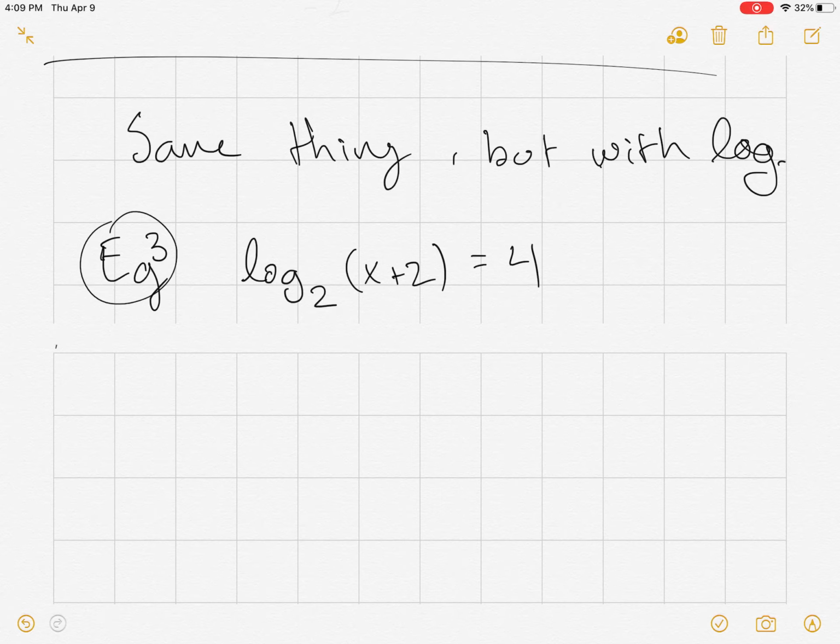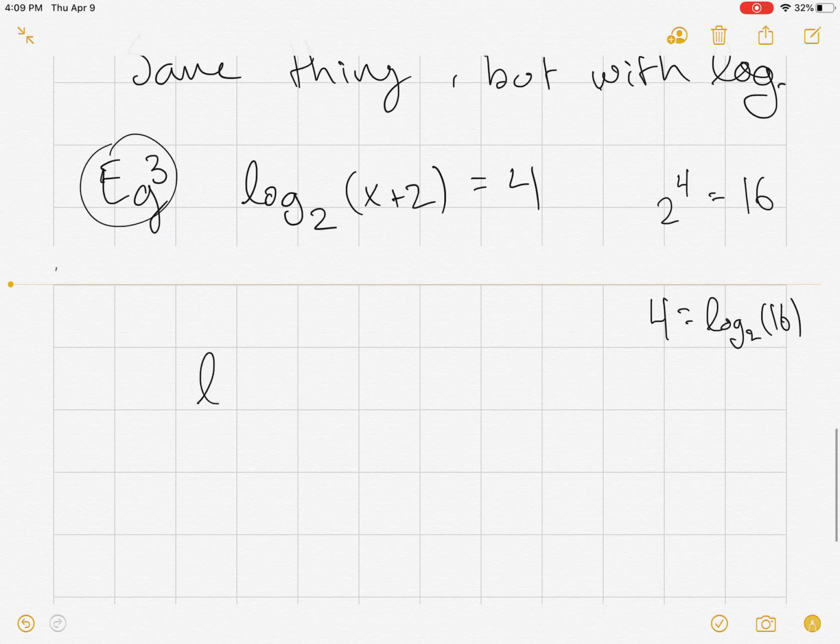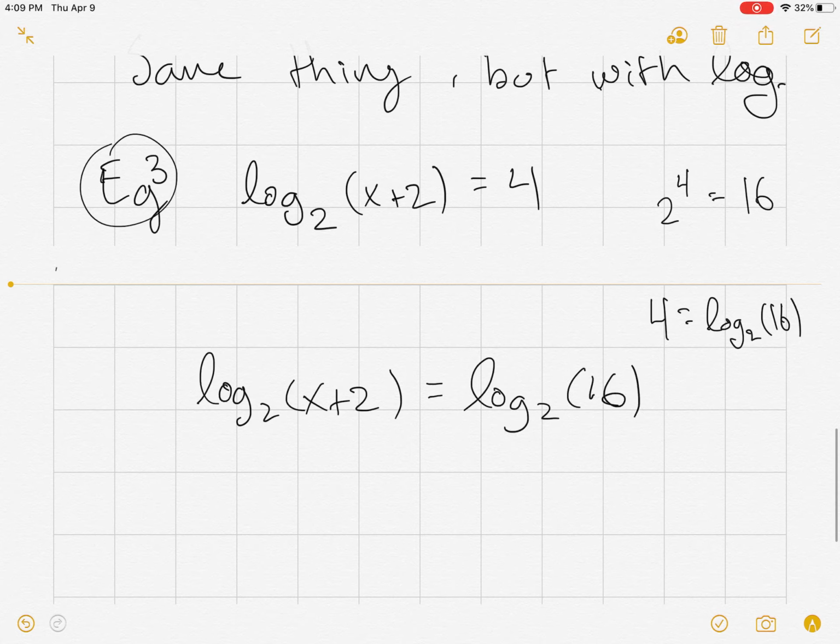So we know that if we take 2 and raise it to the power 4, that is going to be equal to 16. So what we can do is we can instead say that 4 is going to be equal to log base 2 of 16. We just rewrote our 4 so that it's in terms of a log base 2. So we've got log base 2 of x plus 2 is equal to log base 2 of 16, which is the same thing as 4 as we just discussed.